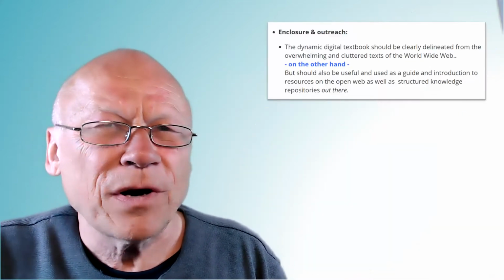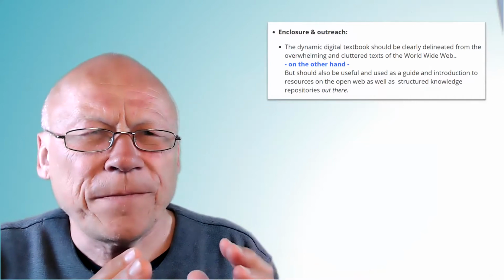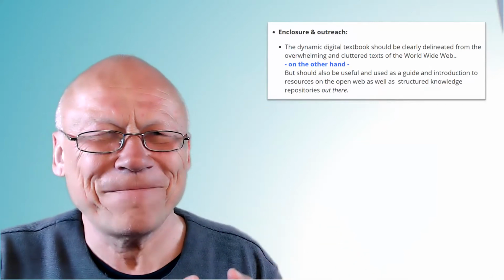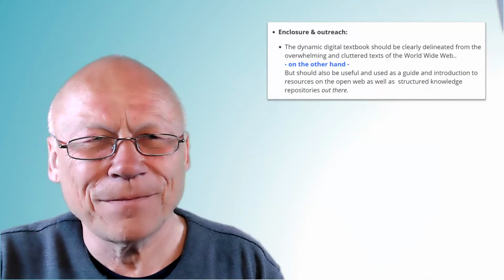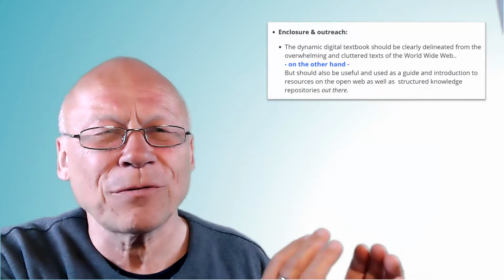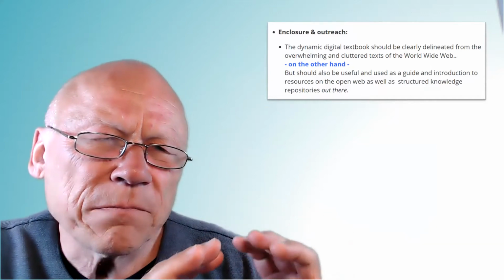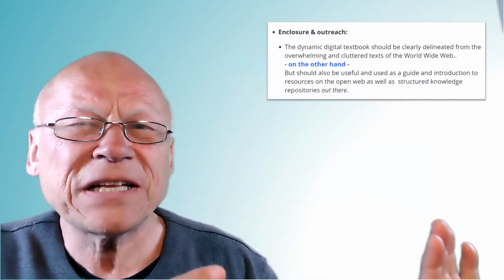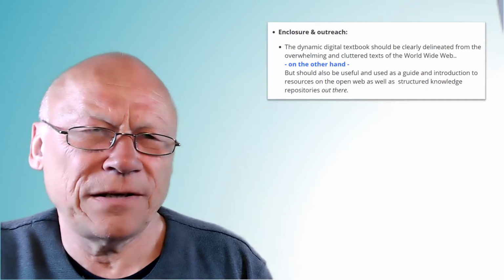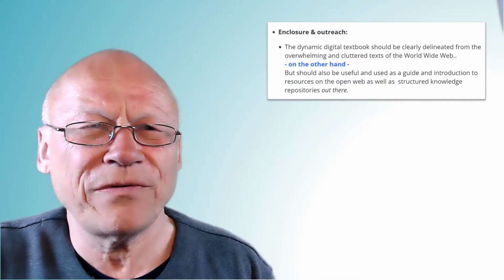We have some other requirements too. The digital textbook should not replicate the World Wide Web or normal textbooks. You have the World Wide Web, fine, use that. You have the normal textbook, fine, use that. They should make a closure towards the web, but at the same time be useful and can be used as a guide to using resources on the open web.